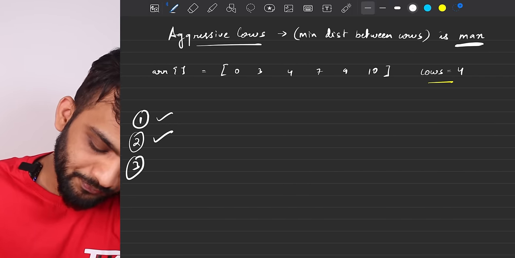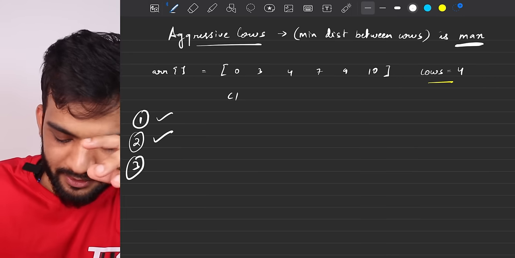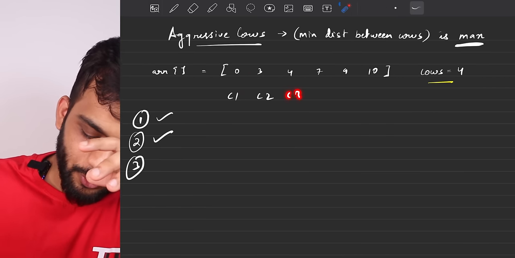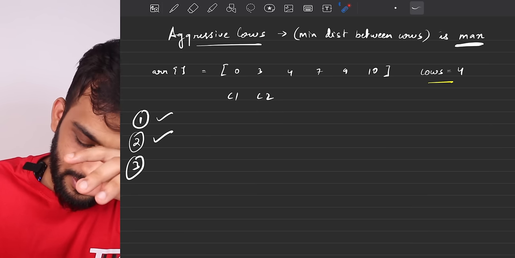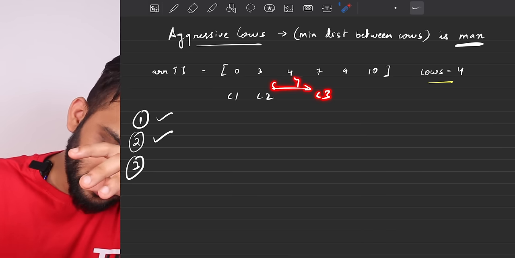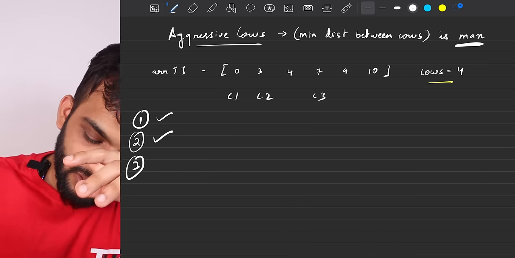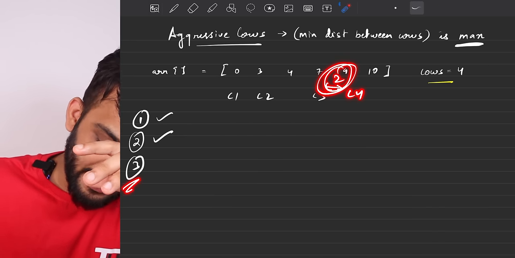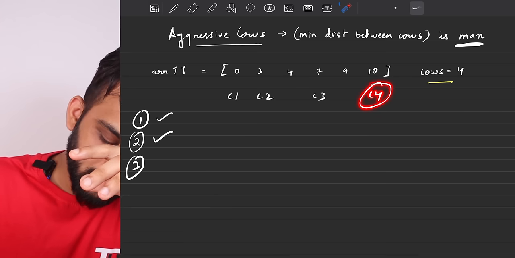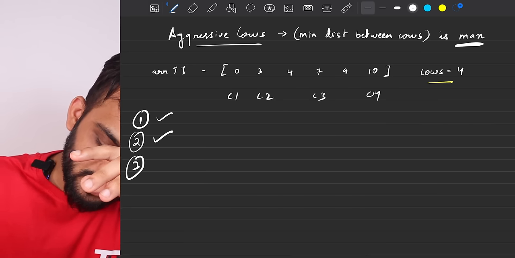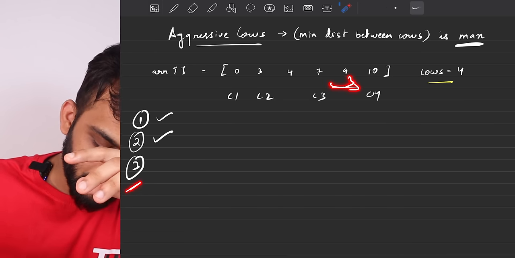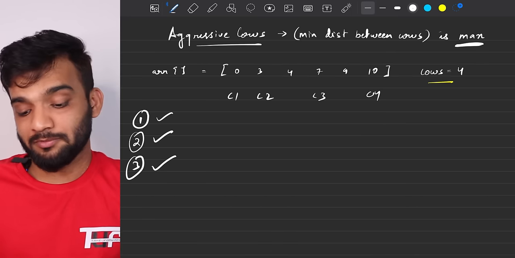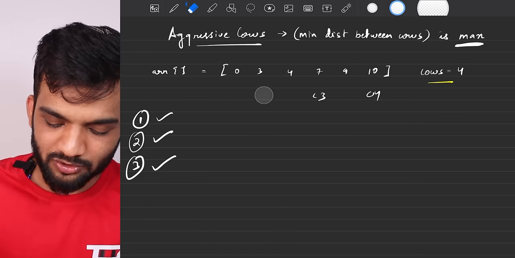Let's try with 3. C1 goes here. Can C2 go here? Yes, because the distance is 3. Can C3 go here? No, because the distance is 1. Can C3 go here? Yes, because the distance is 4. So C3 will go here. Can C4 go here? No, because the distance is 2. Maintain 3. Can C4 go here? Yes, because the distance is 3 and that is what I'm requiring. 4 cows placed. Thereby 3 is also possible.